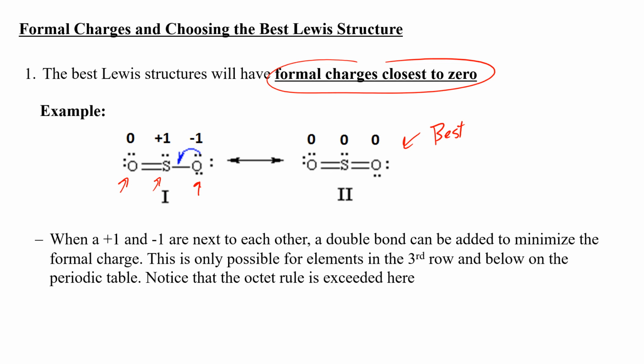Now here's a trick. When you have an element that is third period or below that can accommodate more than an octet, and you see a +1 and a -1 formal charge next to each other, you can cancel them out by, look at this blue arrow, making a double bond. This optimizes the Lewis structure. So whenever you have a +1 and a -1, the double bond can be added to minimize the formal charge. This is only possible for third period and below on the table. The octet rule is exceeded here.